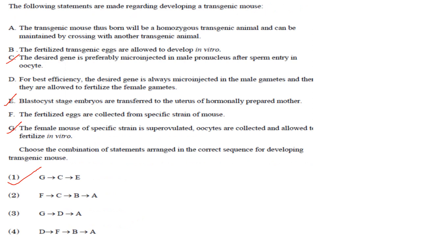The next one. The following statements are made regarding developing a transgenic mice. Choose the combination of statements arranged in the correct sequence for developing transgenic mouse. So I will be reading out only the answer here. So first one will be the female mouse of specific strain is superovulated, oocytes are collected and allowed to fertilize in vitro. Then comes C. The desired gene is preferably micro-injected in male pronucleus after sperm entry in oocyte. Then E. Blastocyst stage embryos are transferred to the uterus of hormonally prepared mother. So answer here is GCE.